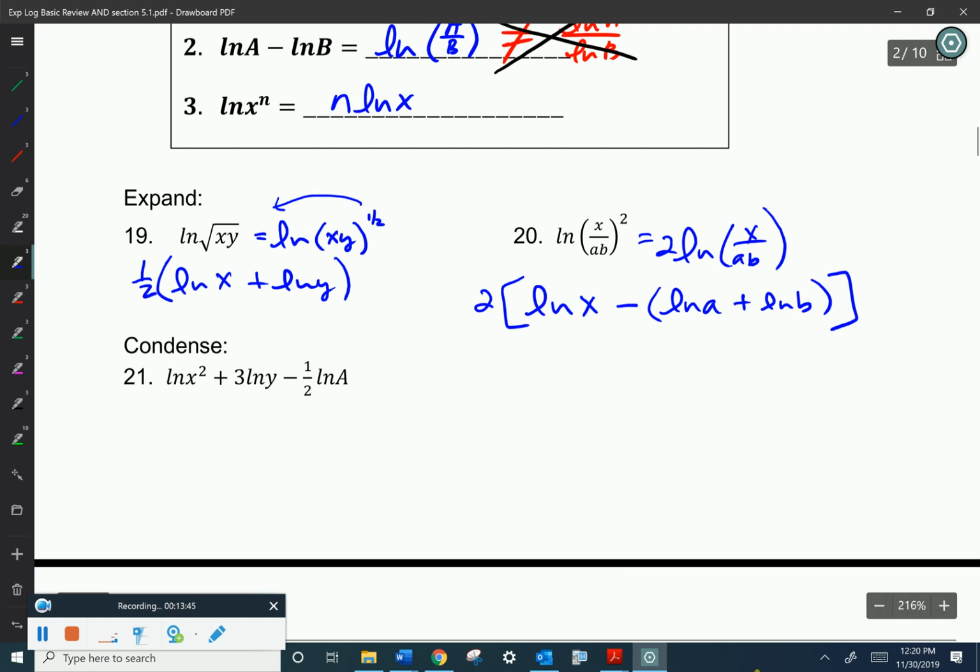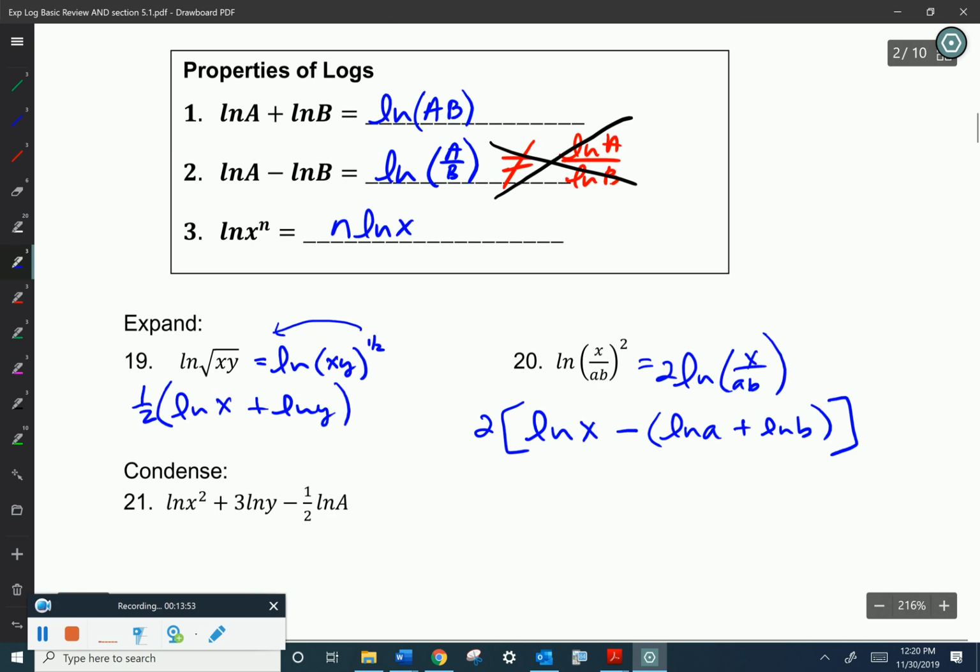What if you have several logs? Can you condense it down to just one logarithm? Well, let's think about it. I can't combine these yet because if you'll notice up here on number 1, you can't combine them if there's a number in front, right? You can't combine them into a product if you have a number in front.